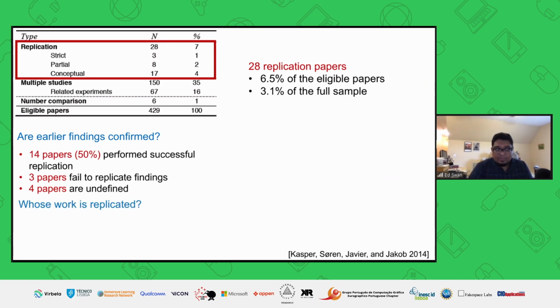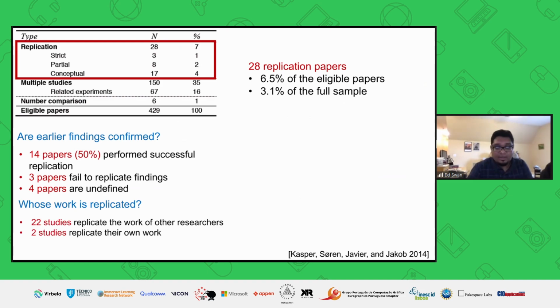So the next question: whose work is actually replicated? Is the replication work done by the author of the original paper, or are different people, I mean a different lab, actually replicating the things? They found that 22 studies replicate the work of other researchers.